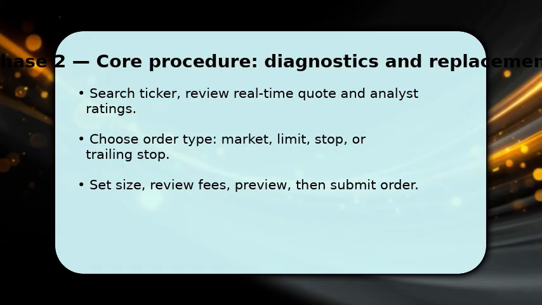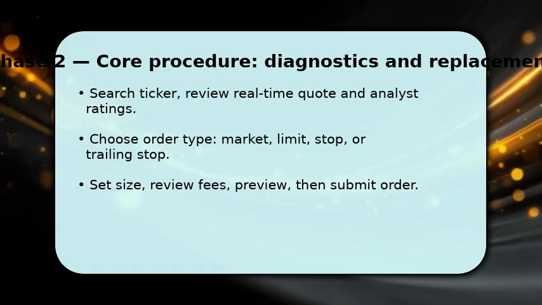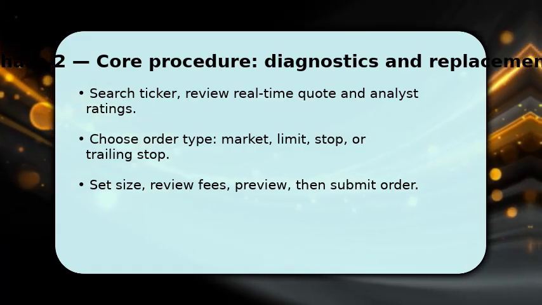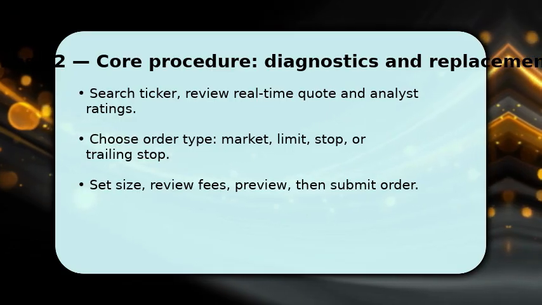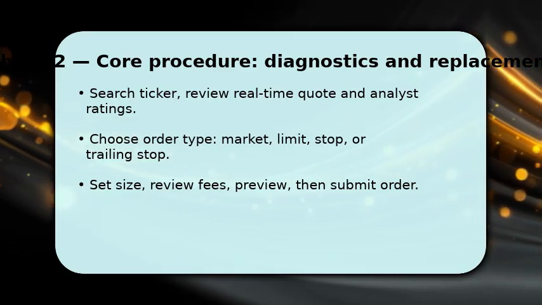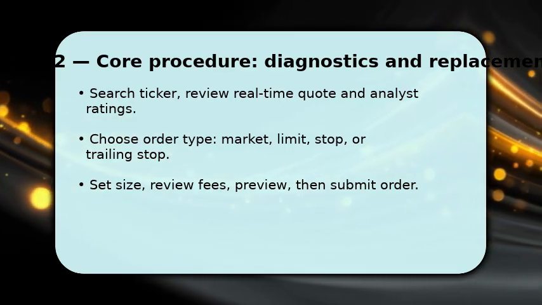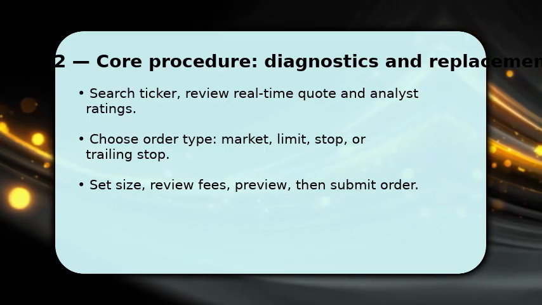Search the ticker and read the real-time quote plus analyst context to justify the trade. Then choose your order type: market for fast fills, limit to control price, stop or trailing stop to automate exits, because each affects execution and risk.